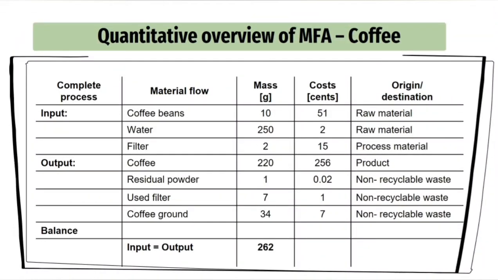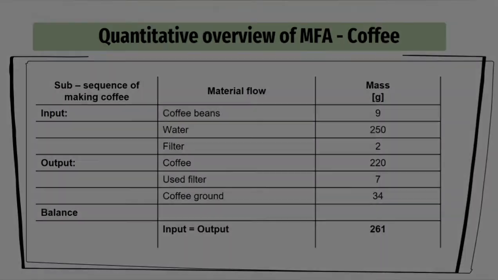The table shows the quantitative overview of making coffee. The complete process of making coffee consists of input and output. The input and output must be equal to indicate that the total mass of the material that has been used is also the total waste produced.